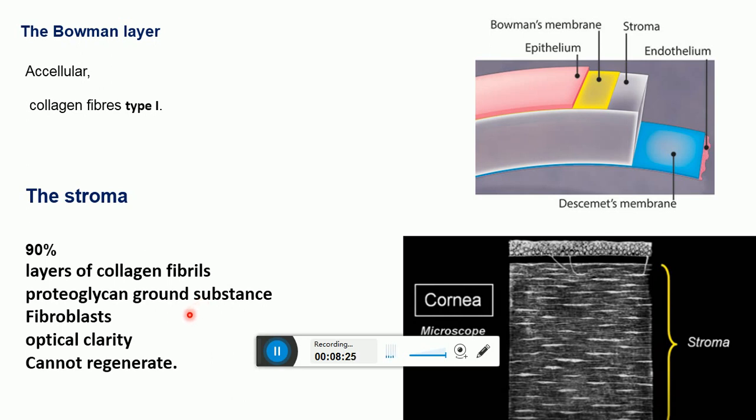Among the cellular components, keratocytes, which are corneal fibroblasts, are the major cell type of the stroma. They occupy 3 to 5% of the stromal volume. They are spindle shaped in cross section and found scattered in between lamellae of the collagen fibers. They synthesize collagen and extracellular matrix components and thus maintain the stroma.